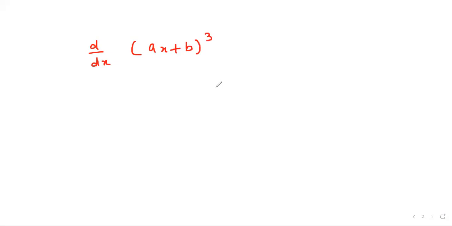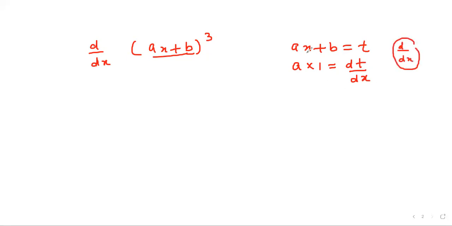So here we have to assume ax plus b as t, then we have to differentiate. First of all, I'm going to do it that way, and after that I will tell the shortcut. So let's see, ax plus b equal to t. Now we differentiate this term. So a, this will become 1 and b will become 0, and this will become dt upon dx. What I have done, I have put d upon dx before each term. So here dx upon dx is 1, db upon dx is 0, and this has become dt upon dx.